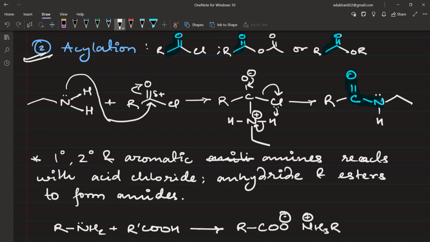In the next class, we have two important reactions. One is the carbylamine test. Then there is one more reaction with Hinsberg reagent, and then you have the reaction of electrophilic aromatic substitution, which is important. After electrophilic aromatic substitution, we will talk about diazonium salts.